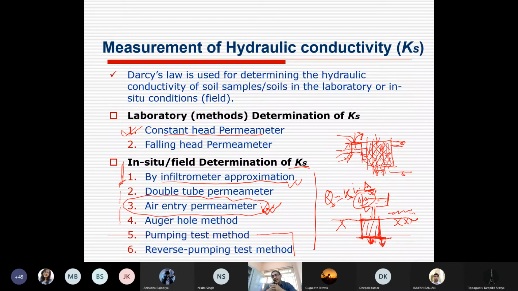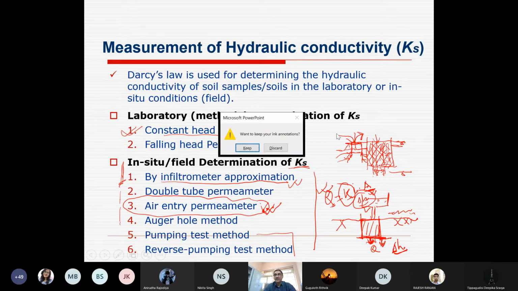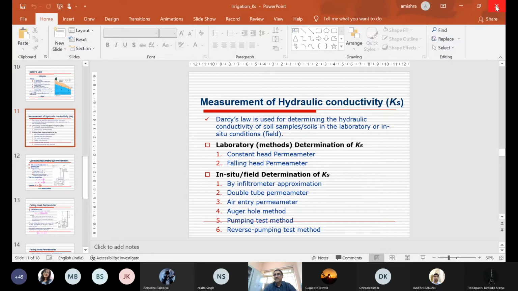If we are able to get these two pressures, we can find out the delta H, because of which this flow is taking place into the soil. And once we know the delta H, that is head difference, because of which this flow is taking place there, we can simply use Darcy's law to find out the hydraulic conductivity of this soil. And air entry permeameter is one of the methods we can use here.